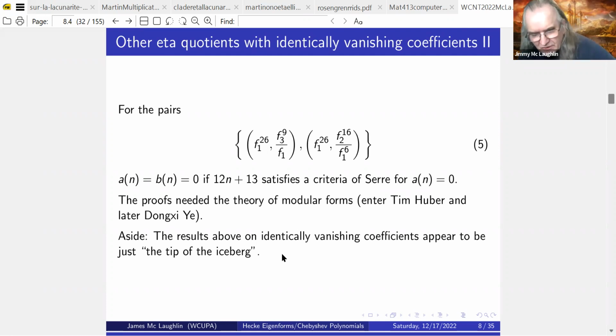Now, just an aside before moving on, we're still investigating this situation, and it appears that these results up here are just the tip of an iceberg. So, for example, if you consider f1 to the 6, we've discovered something like 150 products that have the same property, the coefficients either vanishing identically, or there's this kind of a tree structure. There are some of them which vanish in the same place as f1 to the 6, but vanish in additional places, and we don't know how far up this tree goes.